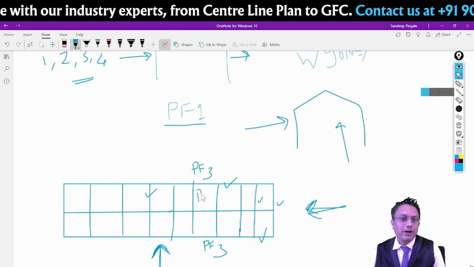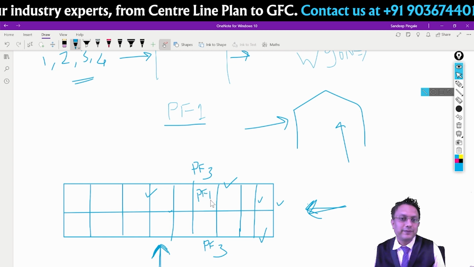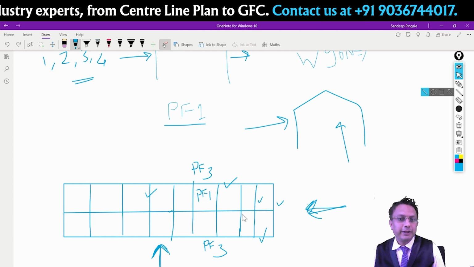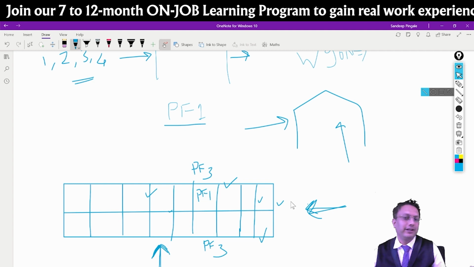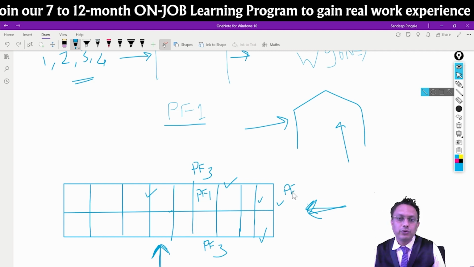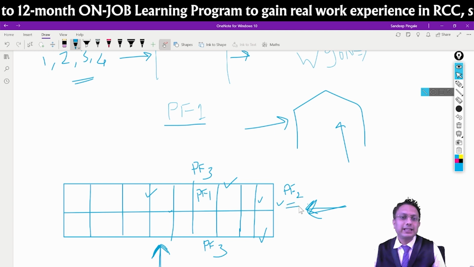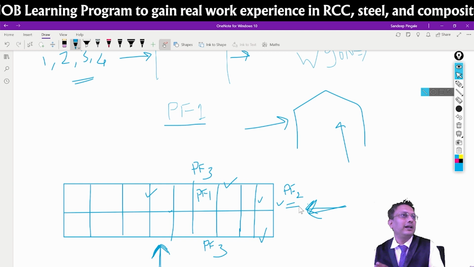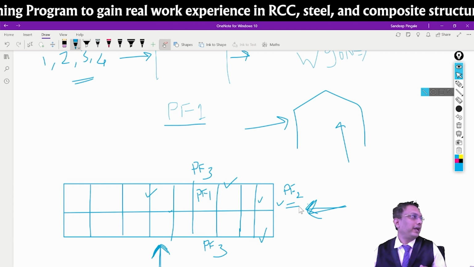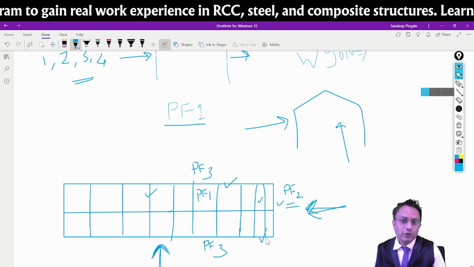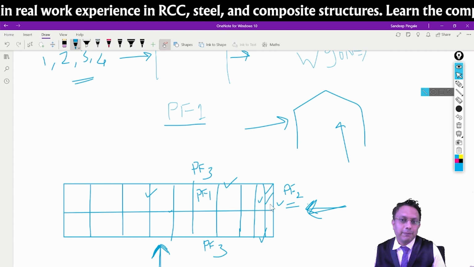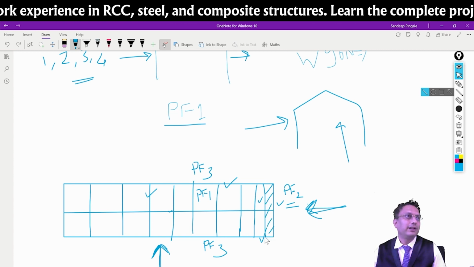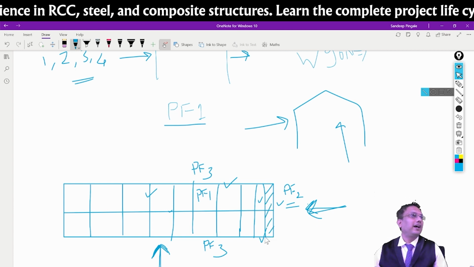Where is PF1? This is PF1. All intermediate frames are PF1. Gable end frames are PF2. So whatever the forces are there in PF1, it will be just half of the force that will be there in the PF2. Do you agree? Why? Because only half of the force will be applied. Do you agree? Only half the roof will be there, right?